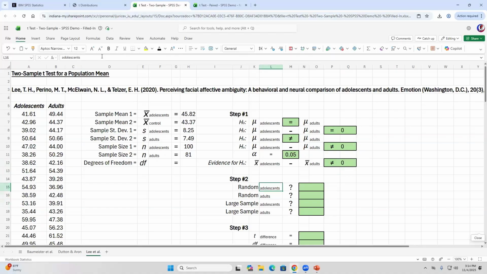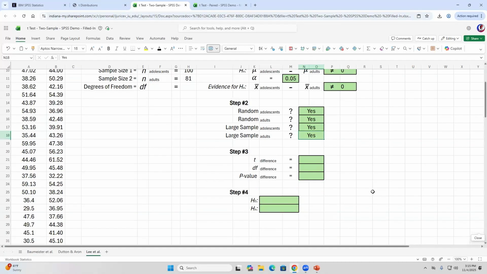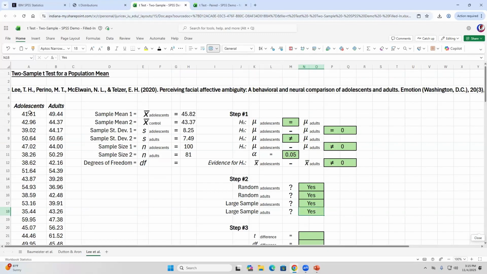All right. So first off, random sampling. Were these randomly sampled? We check our conditions. Yes, they were randomly sampled, both for the adolescents and for the adults. And then for the large sample, you can see that the sample size for the adolescents was 100. That's more than 30, so we're safe for that sample. The sample for the adults was 81, more than 30, so we're safe for that sample. So yes to both of those. And we don't even have to check if they're normally distributed. Once we have 30 or more, we know that we're safe to go forward. All right, so now let's actually get some numbers.